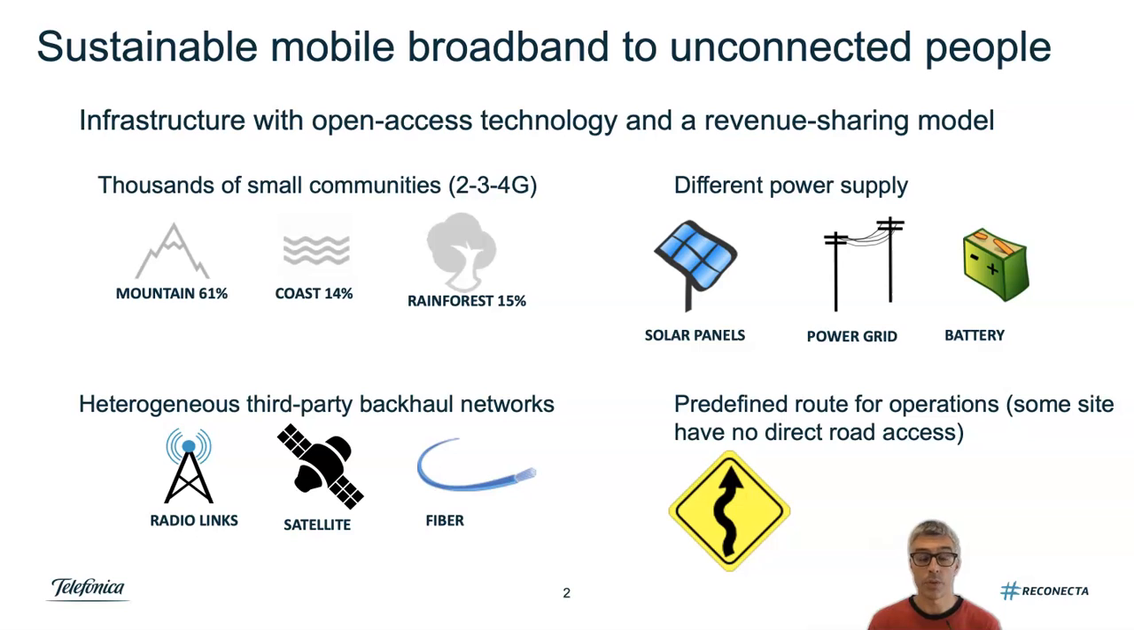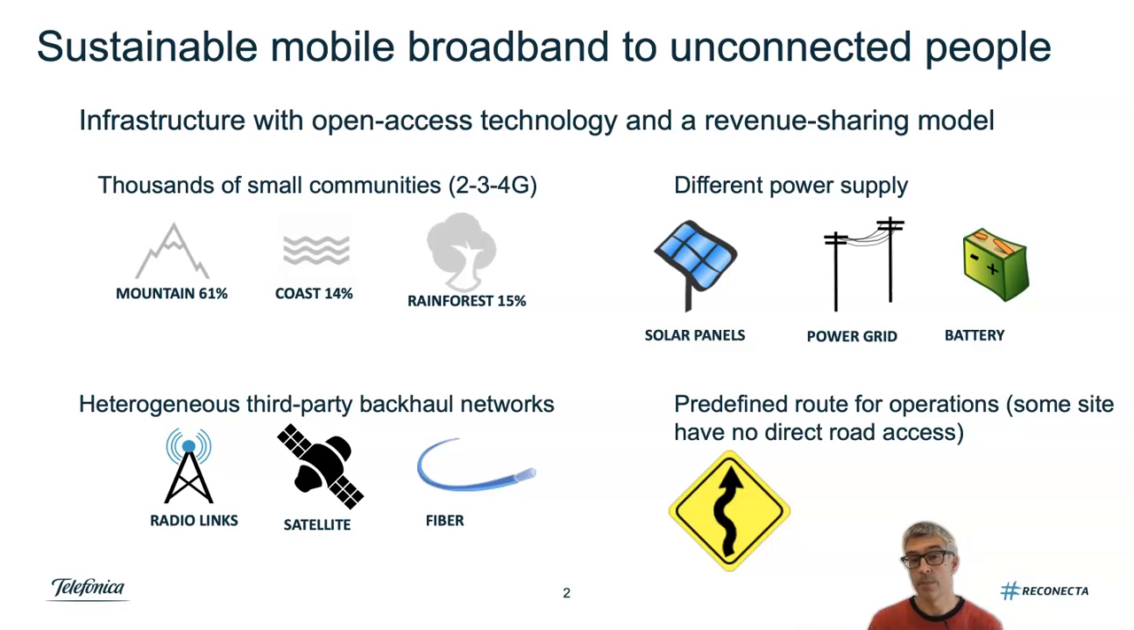In the country we focus on, there are thousands of small communities, having 2 or 3G connectivity mostly. Some of them also have 4G connectivity. These are really remote areas. Most of them are on mountains, some on the coast, and some are even in the jungle. It is worth noting that the average distance of these communities from the main road is 8 kilometers, but some of them are tens of kilometers away from the main road.